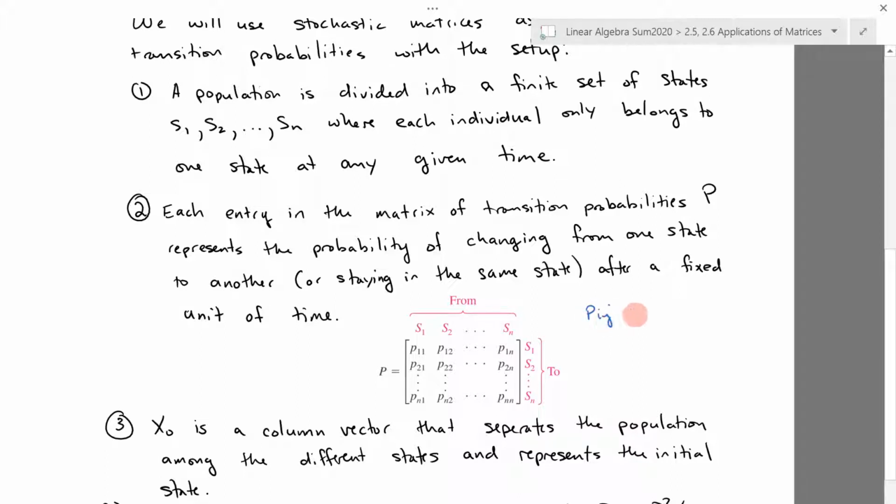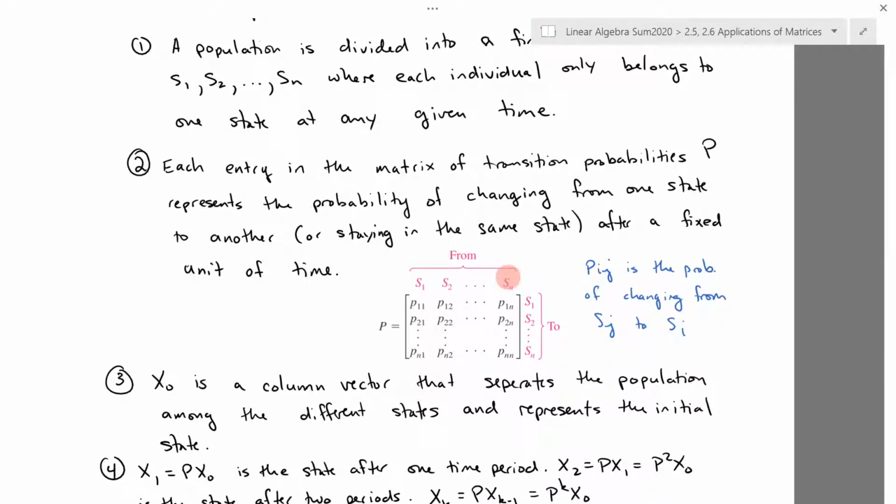Right, so basically Pij is the probability of changing from state Sj to state Si. So again, it's changing from the state represented by the column to the state represented by the row. Okay, so that's the matrix of transition probabilities, which we'll call P.